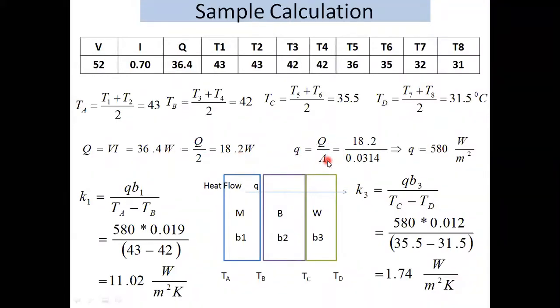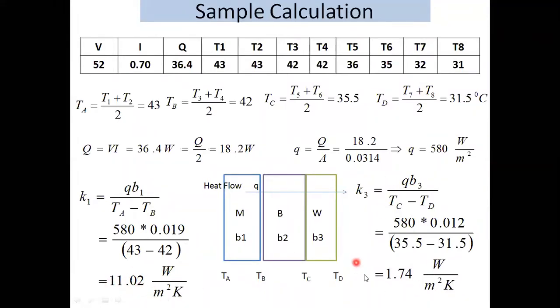So Q upon area, that is 18.2 upon area, where area is pi by 4 d square. Here d is the diameter of the circular plate, considering 200 mm. So our heat flux is 580 watt per meter square. If you put 580 watt per meter square, with the slab thickness of mild steel, that is 19 mm, and Ta minus Tb, that is 43 minus 42, the thermal conductivity of mild steel turns out to be 11 watt per meter Kelvin.